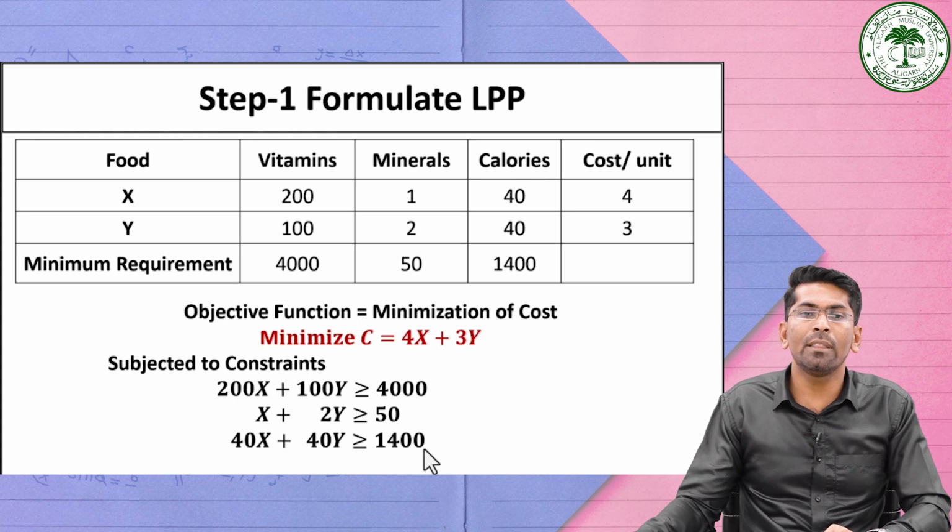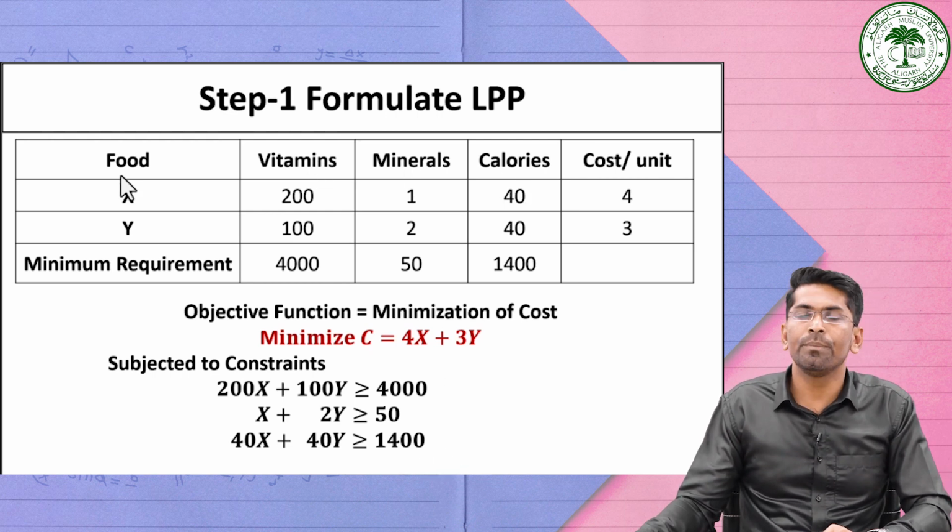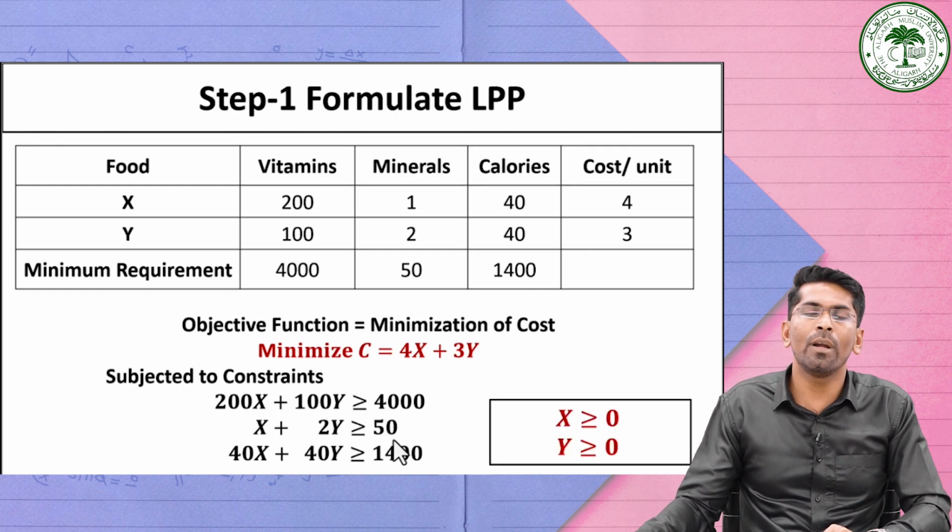See, we have three constraints here: vitamins, minerals and calories. And of course, we have two decision variables, x and y. So here we assume non-negativity of the variables, that is x is greater than or equal to 0 and y is also greater than or equal to 0. This is the formulation of the linear programming problem.